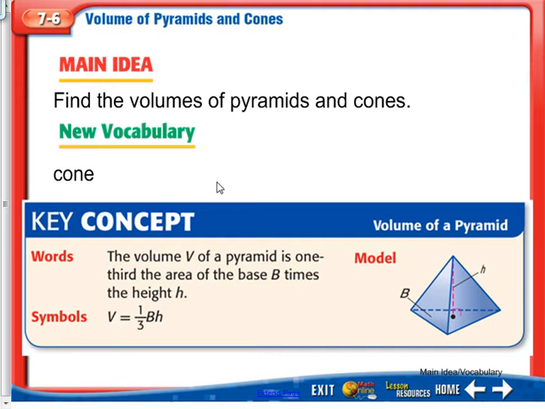In lesson 7-6, we are going to find the volume of pyramids and cones. All right, so the thing is with a pyramid or a cone, think about a pyramid as kind of like a cousin to a prism.